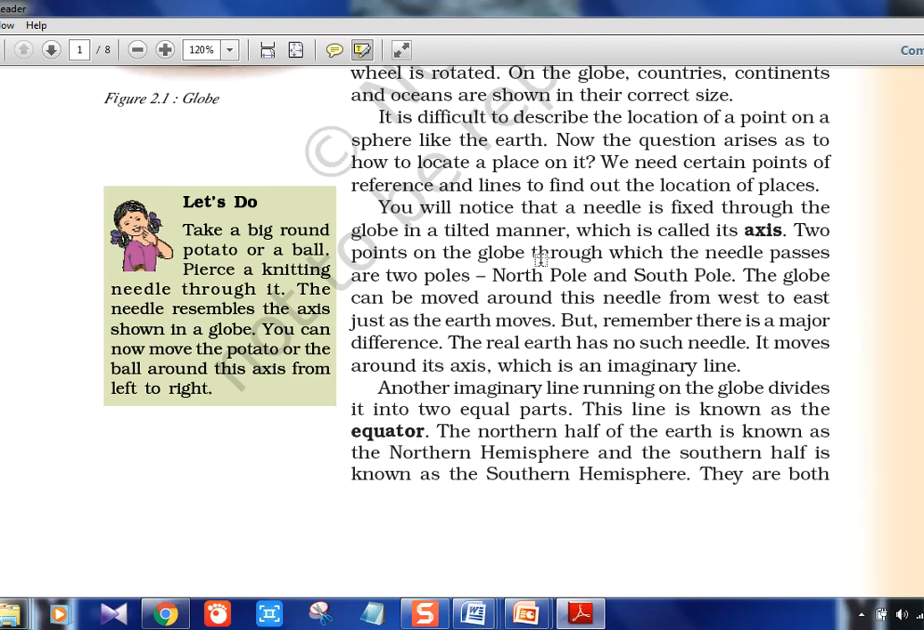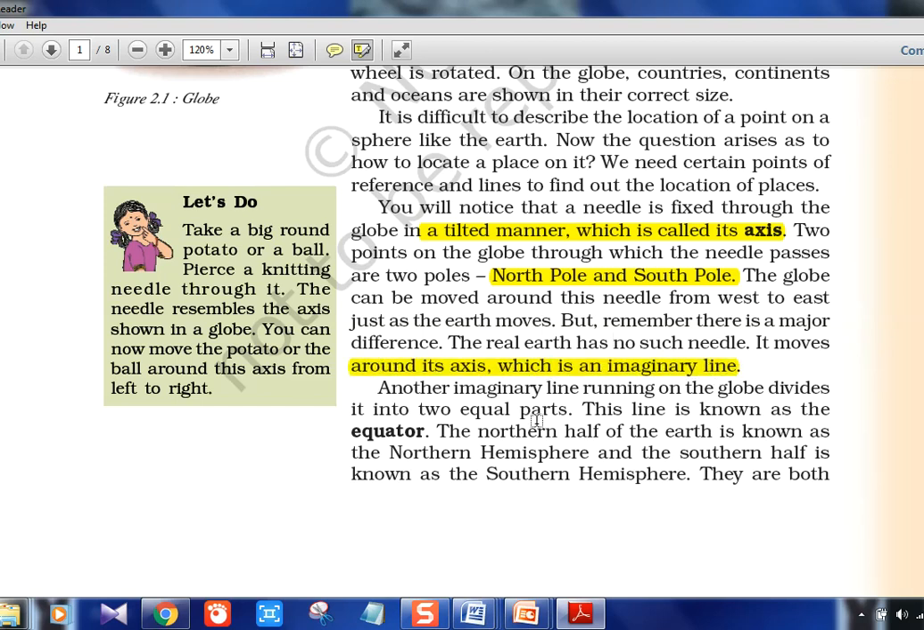Axis is like the central line, which is actually imaginary. The Earth does not have any actual axis which passes through the center of the Earth. The Earth has a tilted axis, and it is a very important concept also, because this will decide the day and night, or the duration of days and nights. If a needle is passed through a globe, the two ends will be called the North Pole and South Pole, and that is actually imaginary. It moves around its axis, which is an imaginary line.